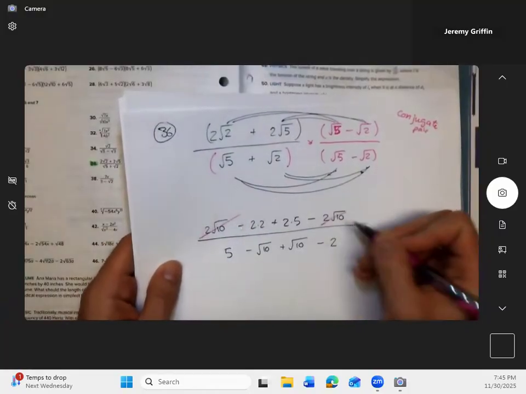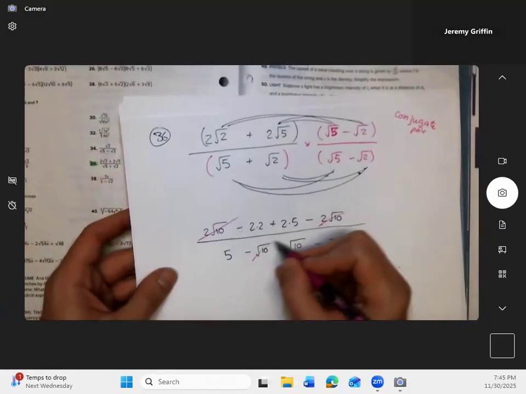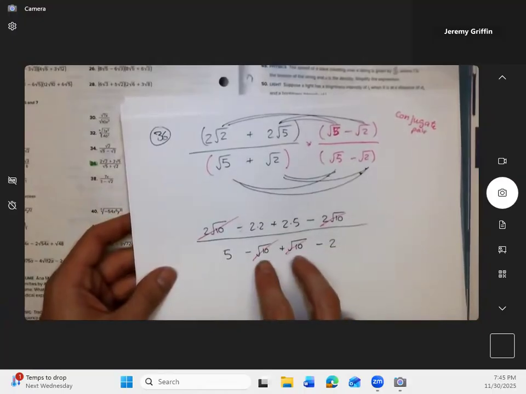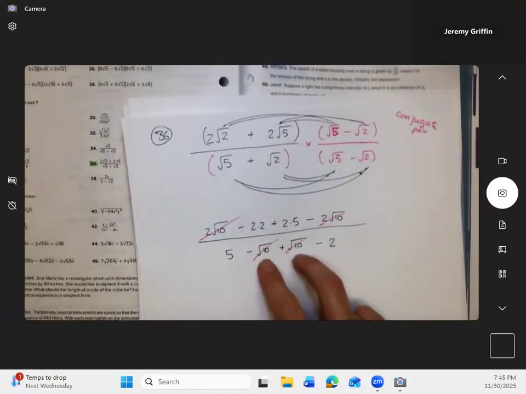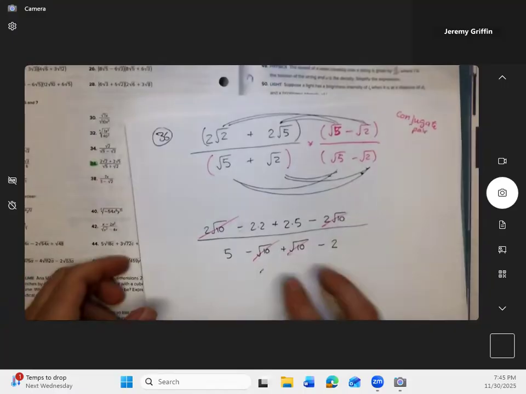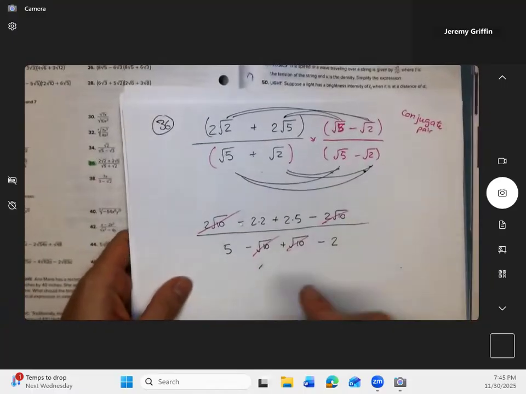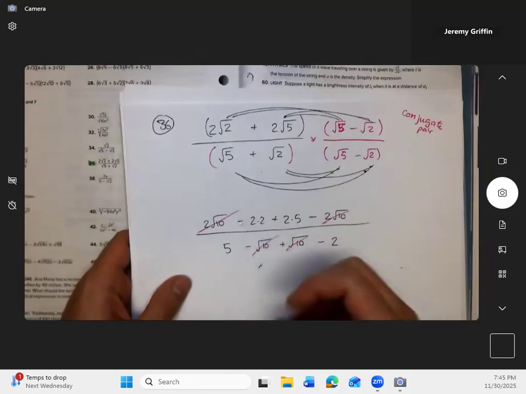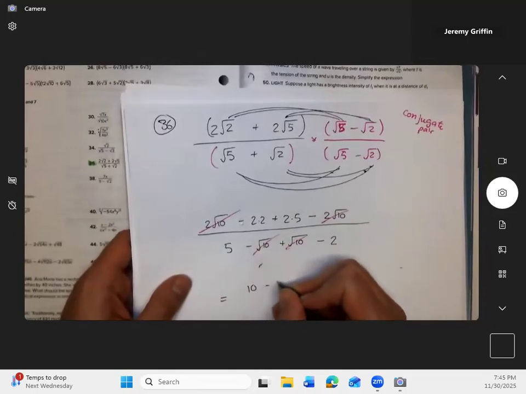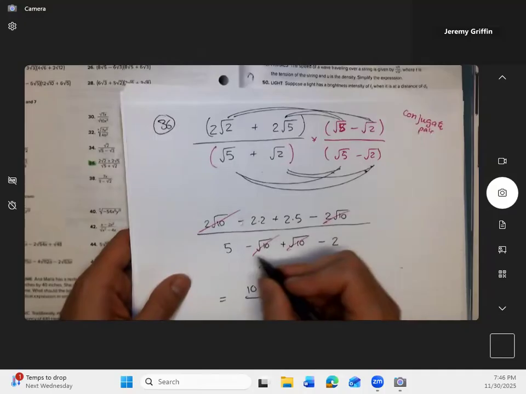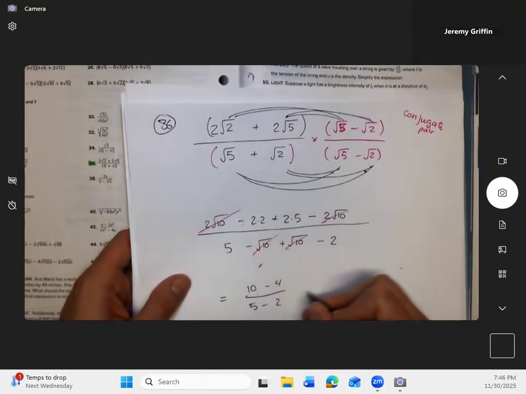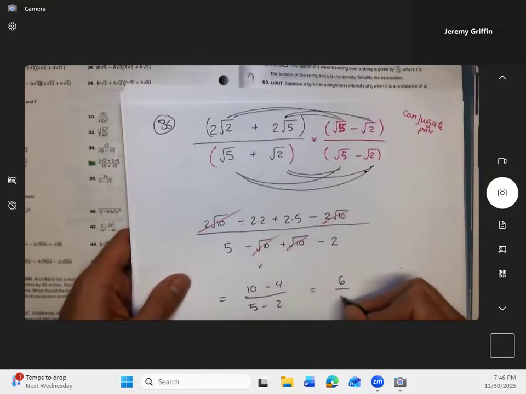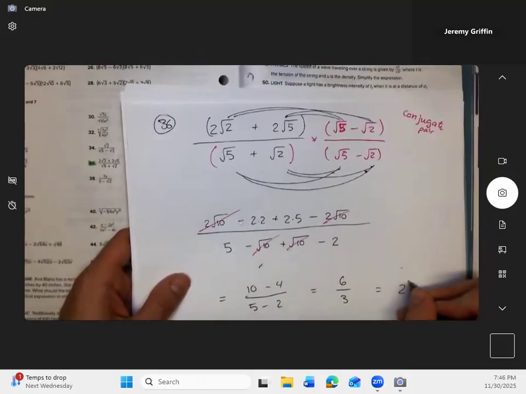So that's the numerator. This cancels, and the denominator one was to be expected because that's what the conjugate pair setup was all about. But this greatly simplifies because 2 times 5 is 10. We're subtracting 4, so that's 10 minus 4, or 6. In the denominator, we got 5 minus 2, so that's 6 over 3. The answer is 2.